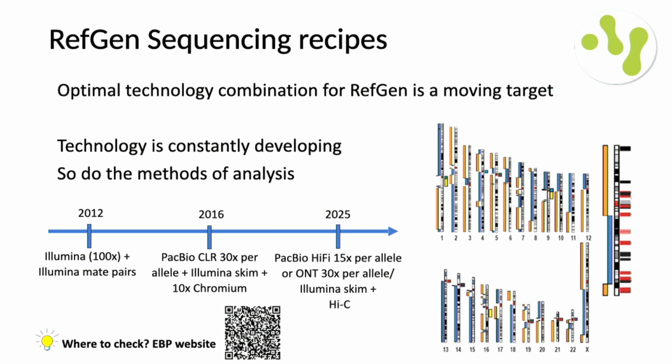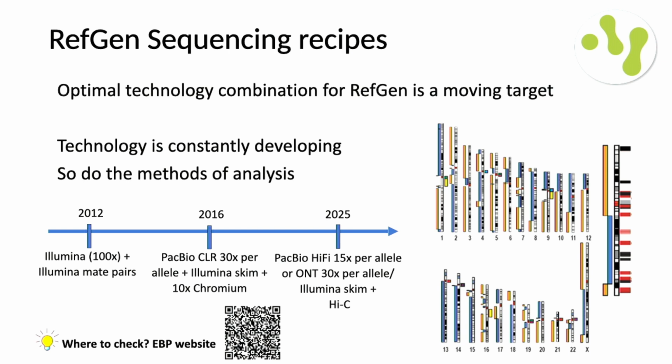At that particular time, the golden recipe or the gold solution for reference genome generation would be Illumina 100x coverage, and then on top of that, Illumina mate pairs. You don't know what Illumina mate pairs are? Go online, Google it, and try to read. It's archaic, but it's a really cool technique. Then, just a couple of years later, long reads came.